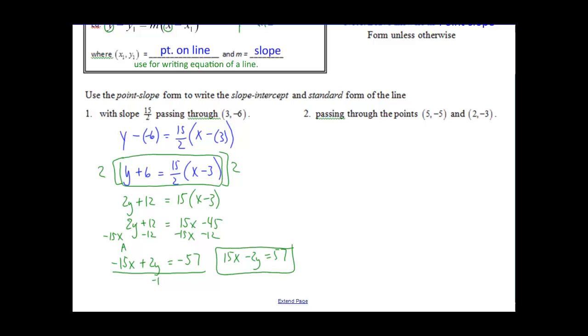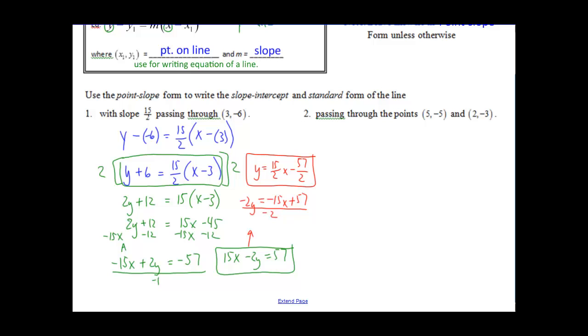And the last part is just to take this equation and solve for y. So if we move 15x over again, 2y equals negative 15x plus 57, divide by negative 2, and it's y equals 15/2 x, there's our slope again that we started with, minus 57 over 2. There's our 3.